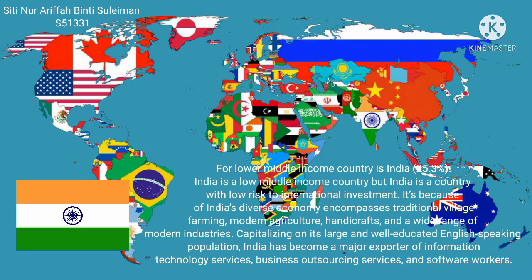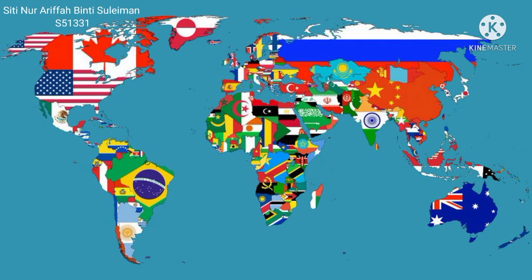For lower middle income countries, there is India, 25.3%. India is a lower middle income country, but India is a country with low risk to international investment. It's because India's diverse economy encompasses traditional village farming, modern agriculture, handicrafts, and a wide range of modern industries. Capitalizing on its large and well-educated English-speaking population, India has become a major exporter of information technology services, business outsourcing services, and software workers.